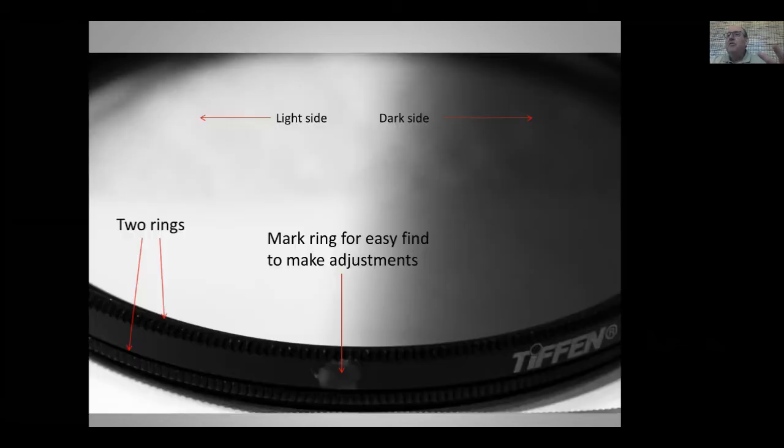Let's just put another one. But those, for most purposes, are things here that I just want to point out. There are two rings in it, so it turns. As you can see, there's the light side, there's a dark side, and then there's a little blob right there with that arrow that says mark ring for easy find to make adjustments.